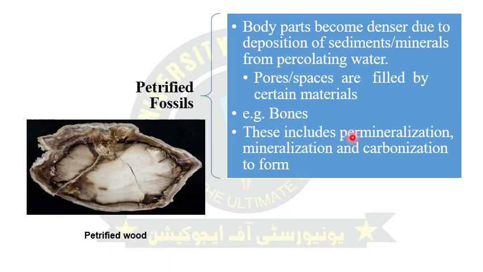These include permineralization, mineralization, and carbonization. So petrified fossils are formed by these three mechanisms. One is permineralization, second is mineralization, and third is carbonization. Here is the diagram of a wood which is petrified by these mechanisms.